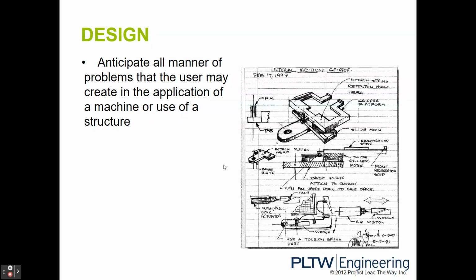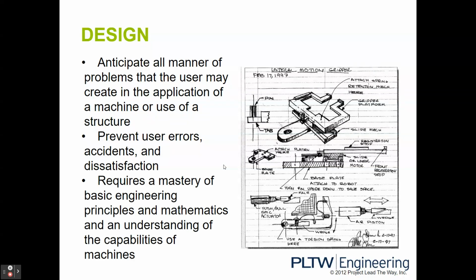But anticipating all manners of problems that the user may create in application of the machine or product I mentioned, prevent user errors, accidents, and dissatisfaction. Just trying to think about how the person is going to use this product and how they might fail, so I can make a better design so it doesn't do that. And then it requires a mastery of basic engineering principles and mathematics and an understanding of the capabilities of the manufacturing machines that you're using.